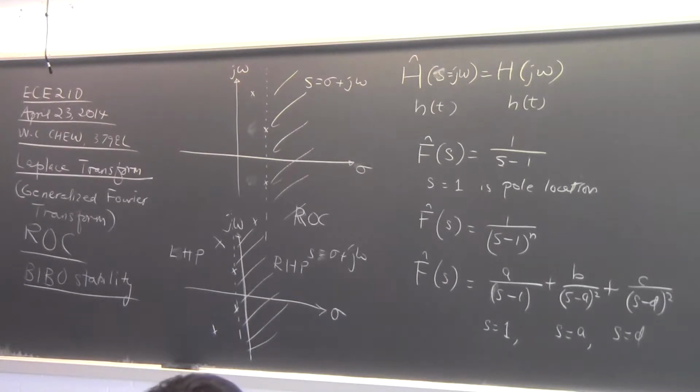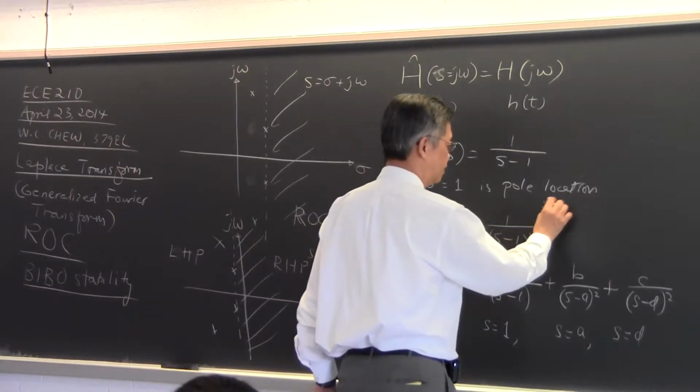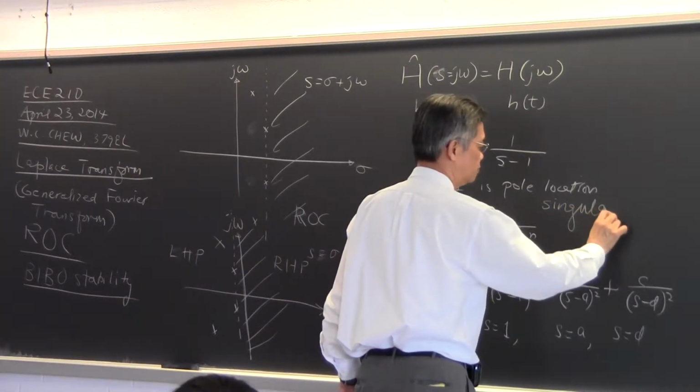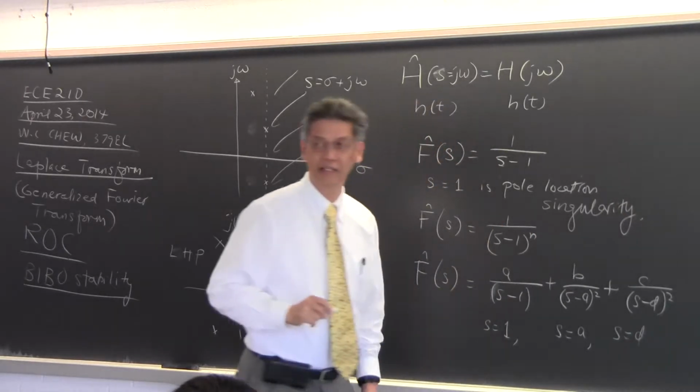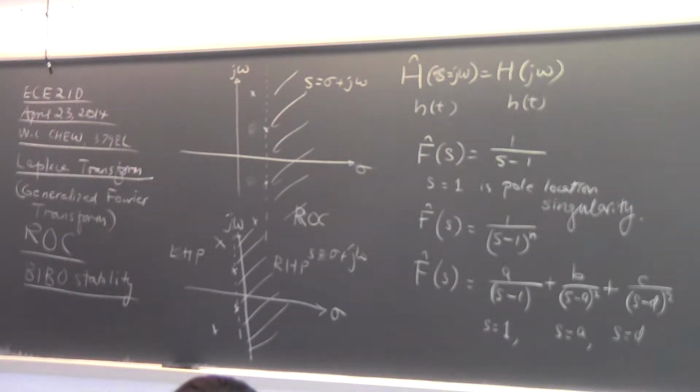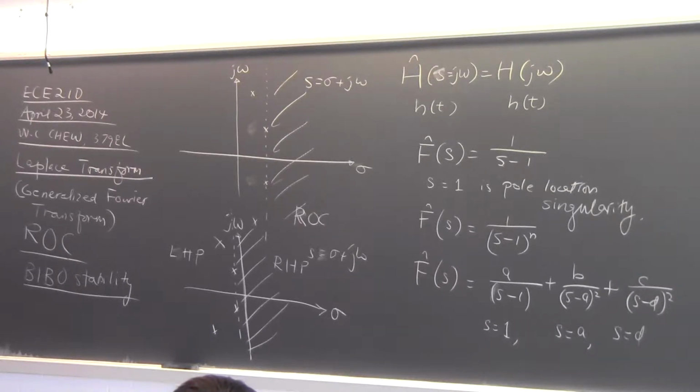So a pole is the point on the complex plane where the Laplace transform goes to infinity. It's called a singularity in complex variable theory. Are there any questions regarding what a pole is? A pole is the point on the complex plane where a function goes to infinity.